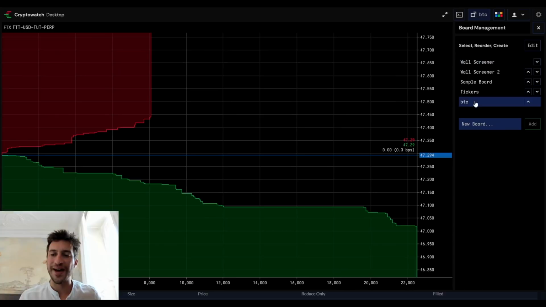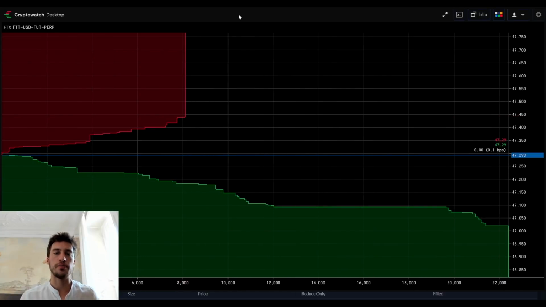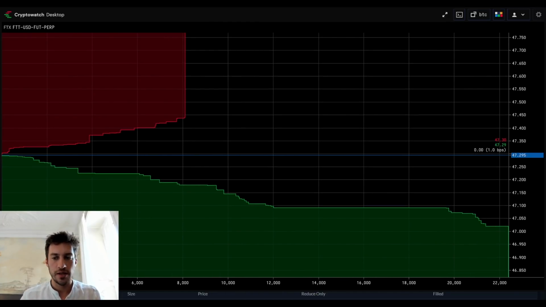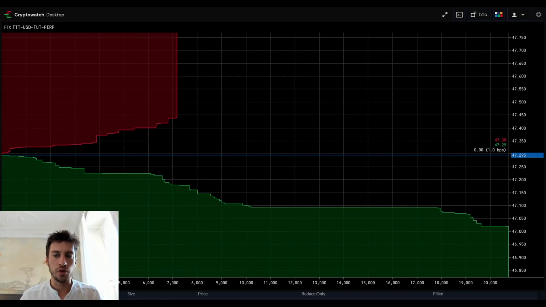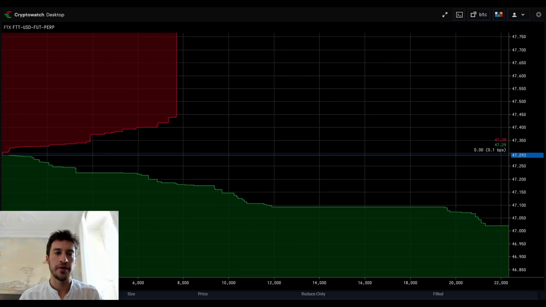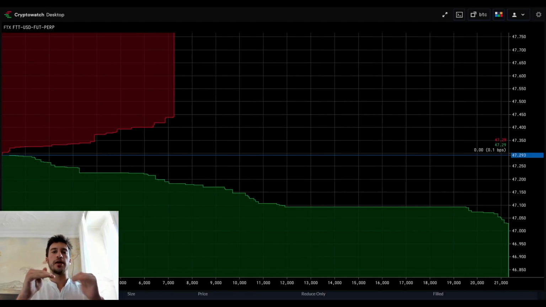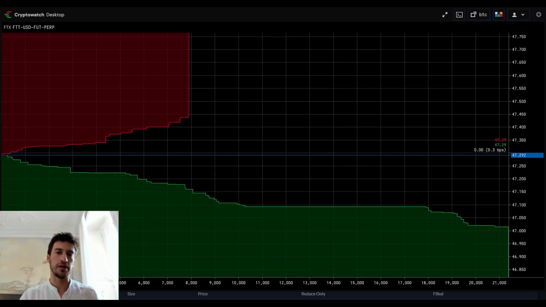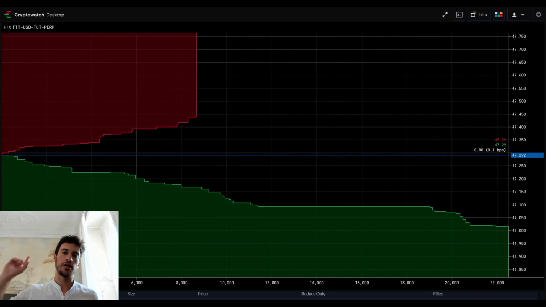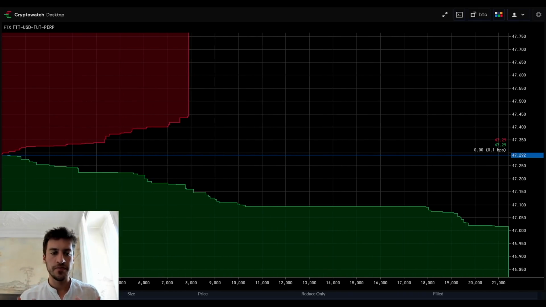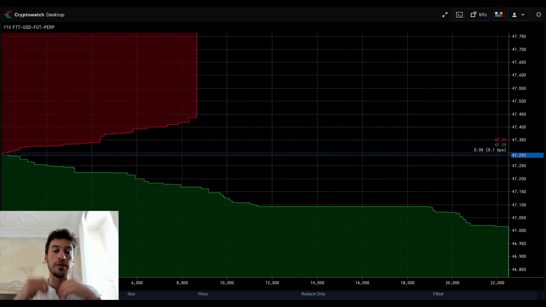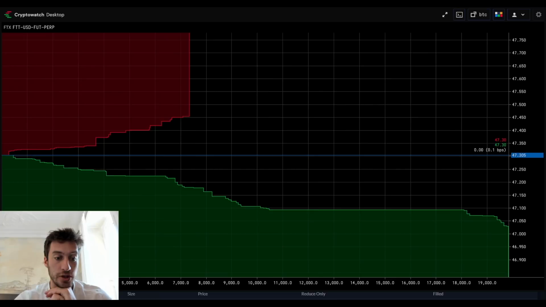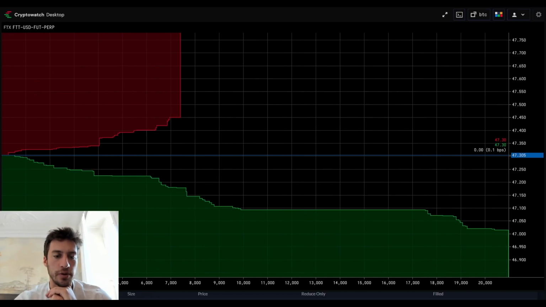Now, I'm actually going to go back to this one to talk to you guys about the strategy, with a better view, as you can see here. So green are orders to buy. This is a 1% depth chart, meaning that it takes the market price and it looks 1% below for all of the limit buy orders, and it looks 1% above for all the limit sell orders. Now on this depth chart, red are limit orders to sell FTT, which is the coin in question, and green are limit orders to buy.